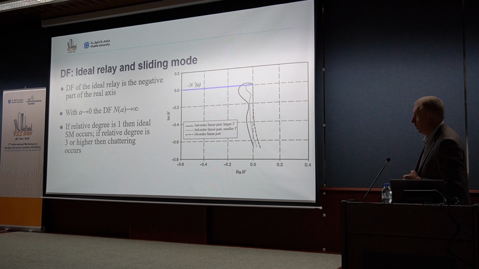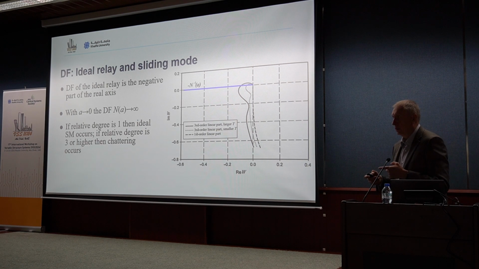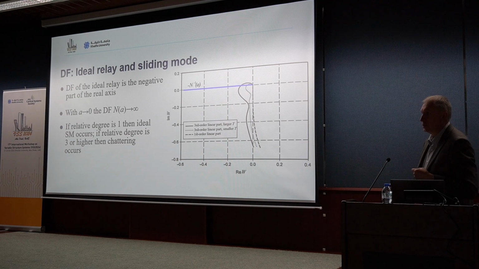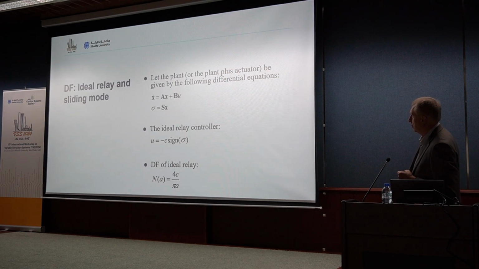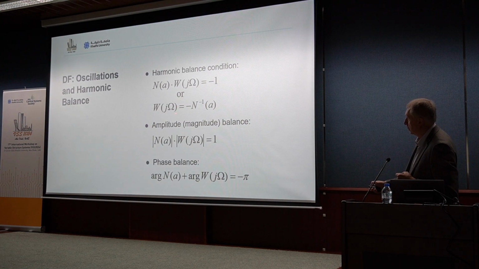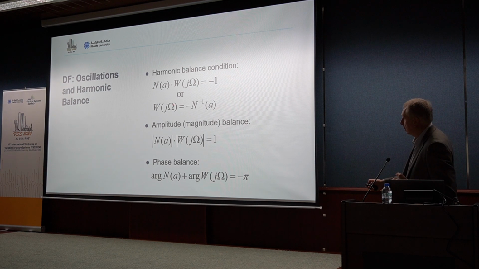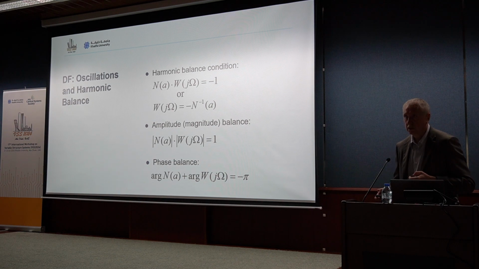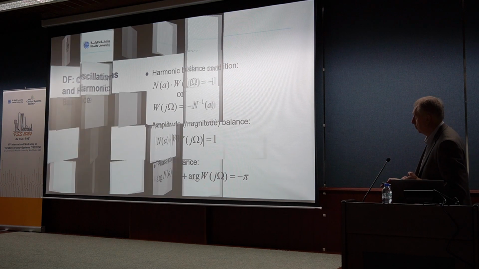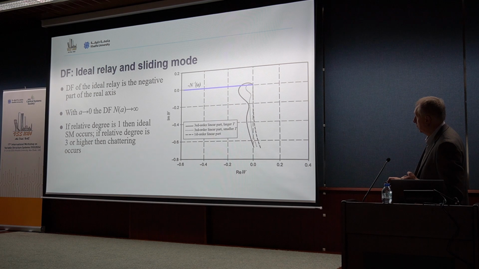And now, if we draw the solution of the harmonic balance equation of this form, here we have the frequency response of the linear plant, or the Nyquist plot, if we draw it in a complex plane. And here we have the negative reciprocal of the describing function. If we draw them on the complex plane, we will have the following picture.